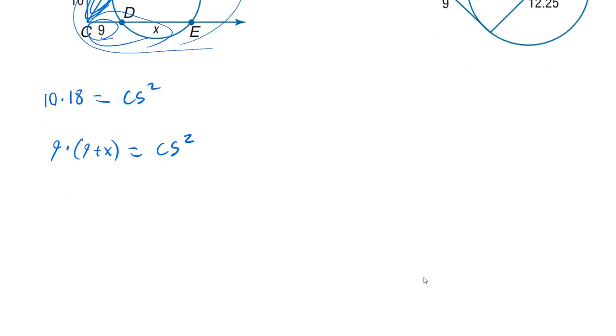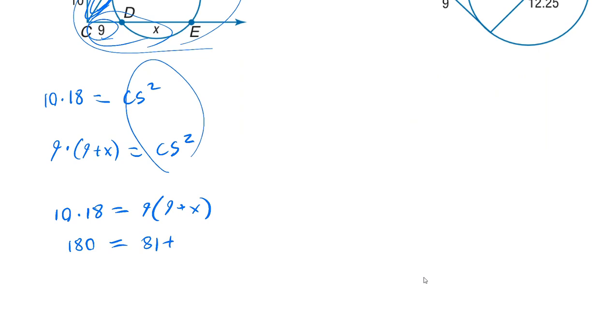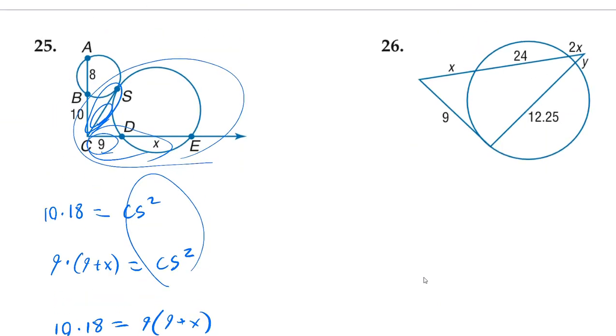So two separate relationships in two separate circles. But now look at what we can do. They're both equal to CS squared. So that means we get 10 times 18 equals 9 times 9 plus x. And then it's just a good old quadratic. So we get that, and that's 81 plus, it's not even a quadratic. What am I talking about? Plus 9x. Subtracting, we get 99 equals 9x. So x equals 11. And we could go back and plug that in, okay? So let's go over to the next one.